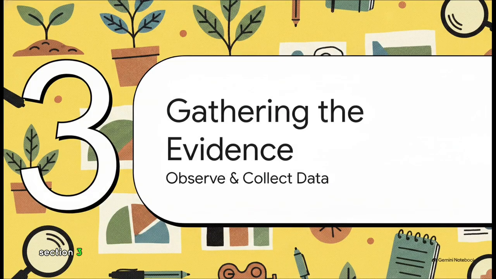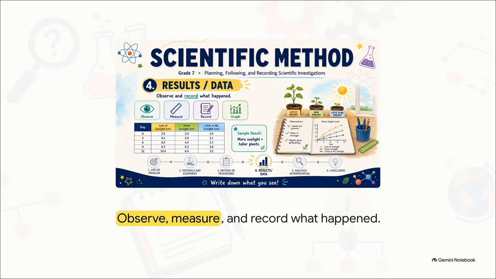Section 3, gathering the evidence, observation, and data collection. Step 4 is all about the results and data. This is where the real daily fieldwork begins. The job now is to be incredibly observant. You've got to look closely at the leaves and stems, measure exactly with your ruler so there's zero guesswork, and faithfully write down what you see. You are basically acting as a real-time reporter on what nature's doing.